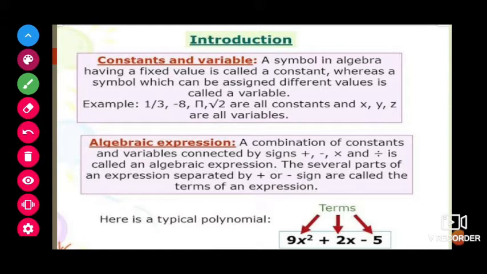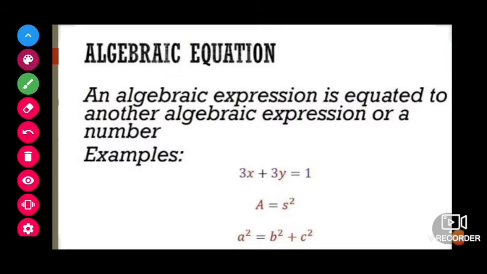Here, if we see 9x square plus 2x minus 5: 9x square is one term, 2x is one term, minus 5 is one term. All together we have one typical polynomial which has three terms. Polynomial in the sense of an expression which has more than two terms is called a polynomial. Okay. Next one is algebraic equation.